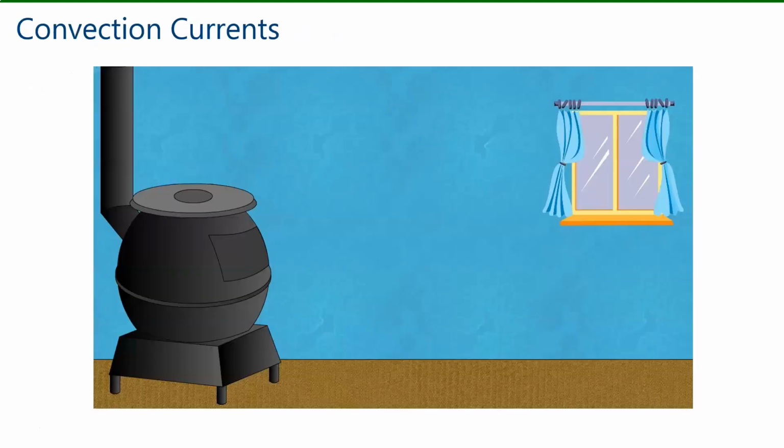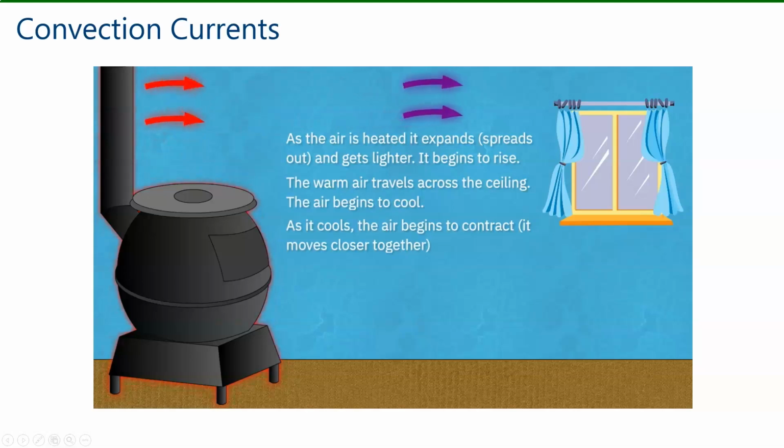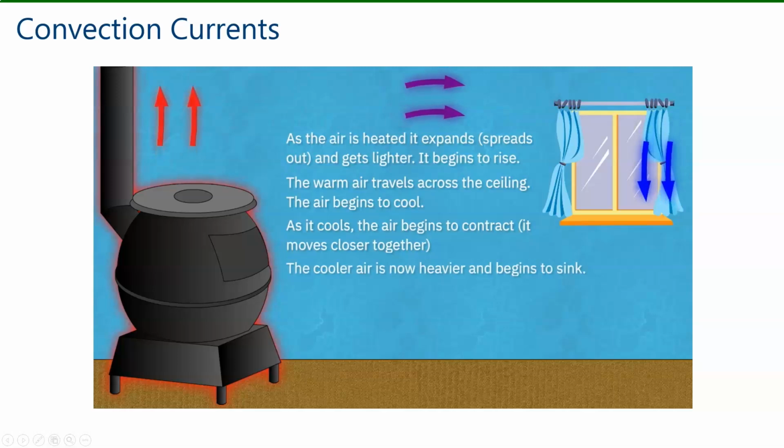Let's take a look at this animation of convection currents. As the air is heated, it expands, spreads out, and gets lighter. It begins to rise. The warm air travels across the ceiling, and then the air begins to cool as it moves away from the heat source.